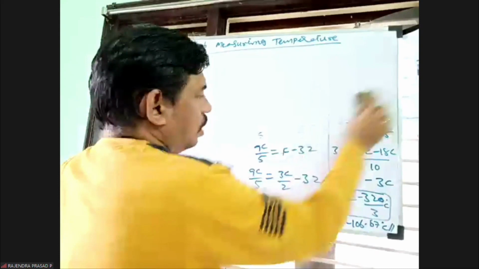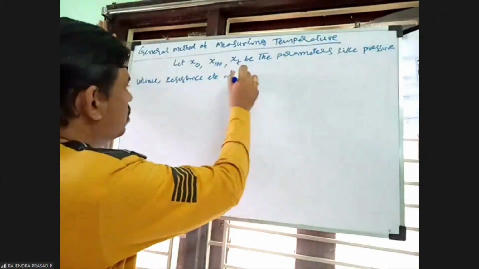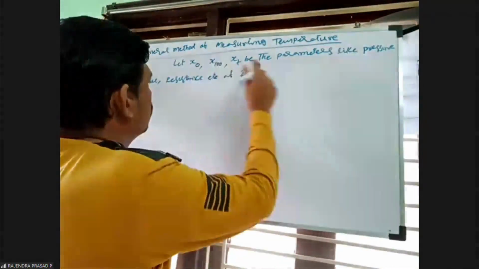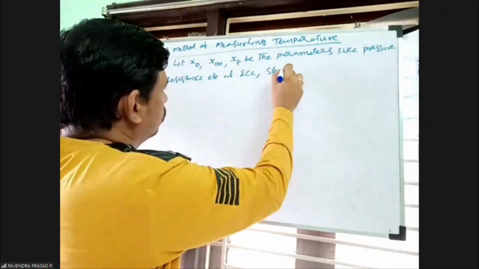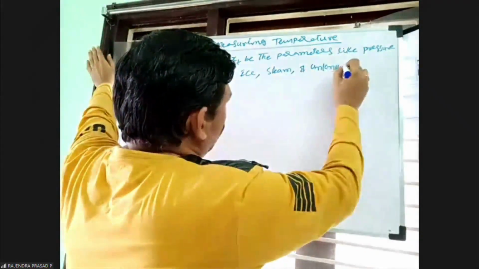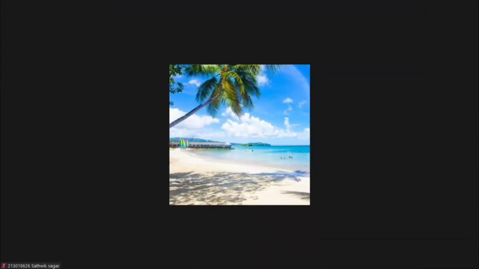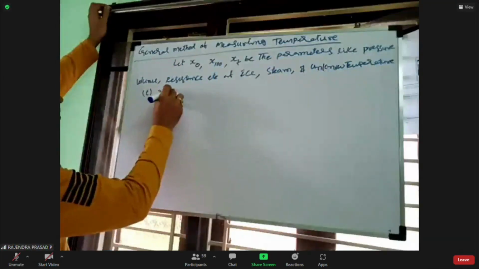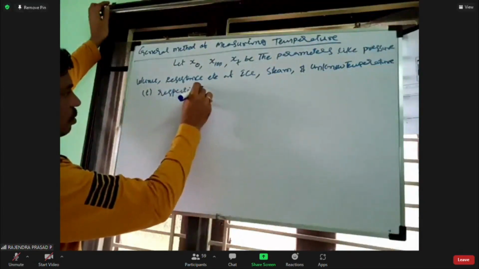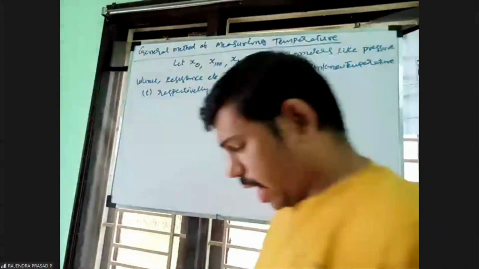So let the parameters of ice, steam, and unknown temperature on the scale be represented respectively. So actually this is the one formula.